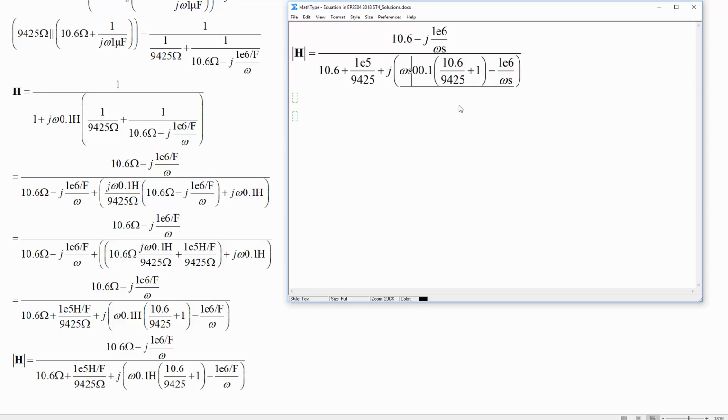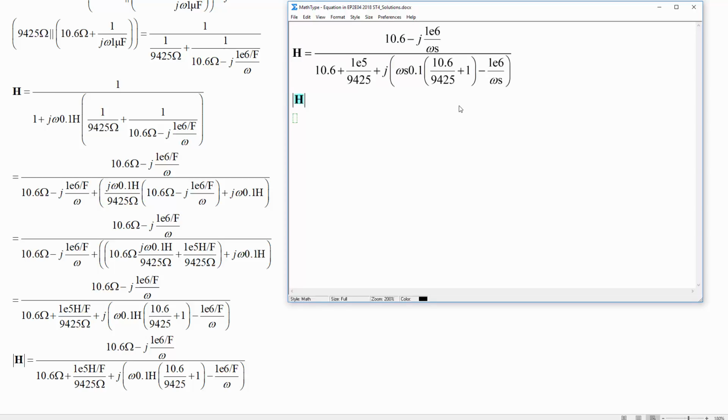Oh, wait a minute. What happened here? Let's just, oh yeah, okay, that's fine. So seconds, and there we go. So then in terms of taking the magnitude, maybe I'll just write this as regular H. Don't want to do too many steps at once.